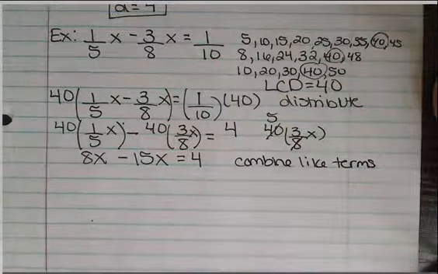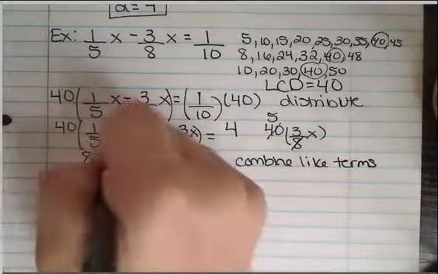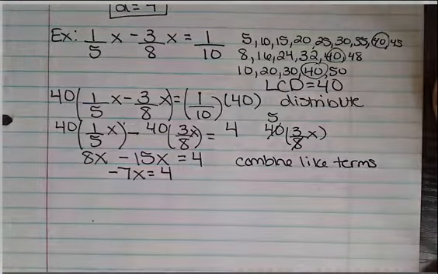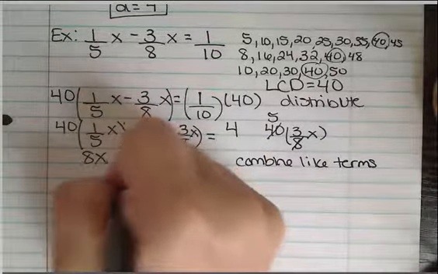We don't have anything to use the addition method with, so we're just going to use the multiplication method, and we're going to divide both sides by the negative 7. And that leaves us with x equals negative 4 over 7.